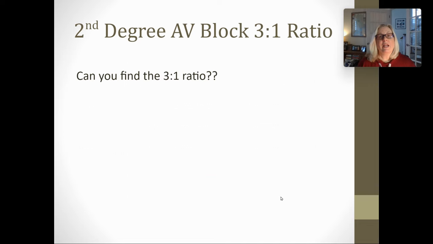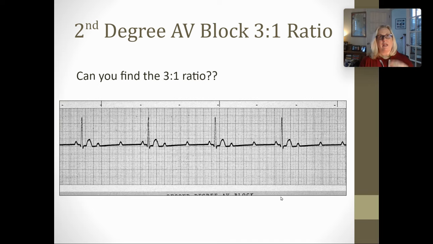Okay, so second degree AV block can have a 3 to 1 ratio as well. That's going to be 3 P waves for every QRS. It's actually really easy to point out. You can see the P waves just kind of marching along, and then there's a definite pattern that forms down there. P wave, P wave, QRST, P, P, P, QRST. So we have 3 P waves, 1, 2, 3, and a QRST. Okay, that's a 3 to 1 ratio. The bigger number is always referring to the P waves. The one is referring to the QRS.